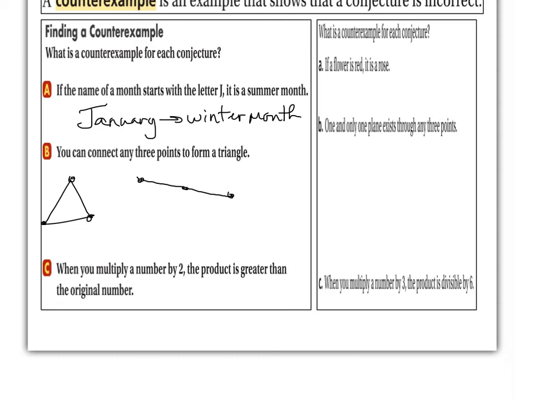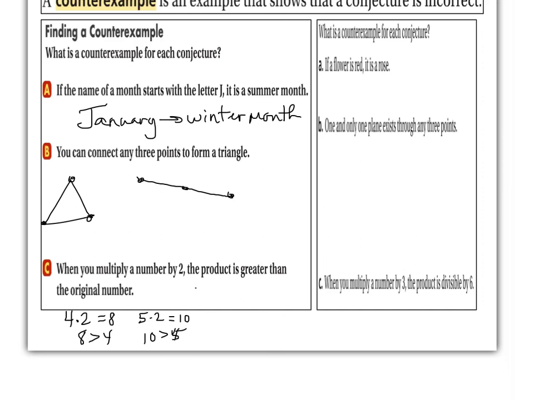When you multiply a number by 2, the product is greater than the original number. Let's put a couple of examples down. 4 times 2 is 8. In this case, 8 is greater than 4. 5 times 2 is 10. Well, 10 is greater than 5. Okay, let's try this number.